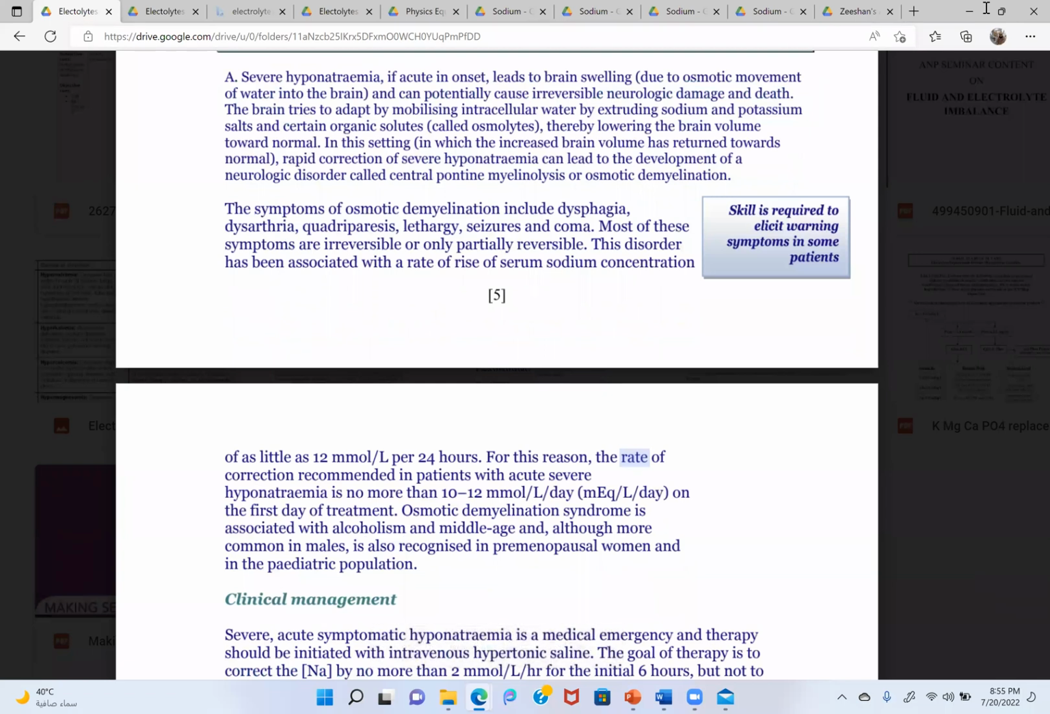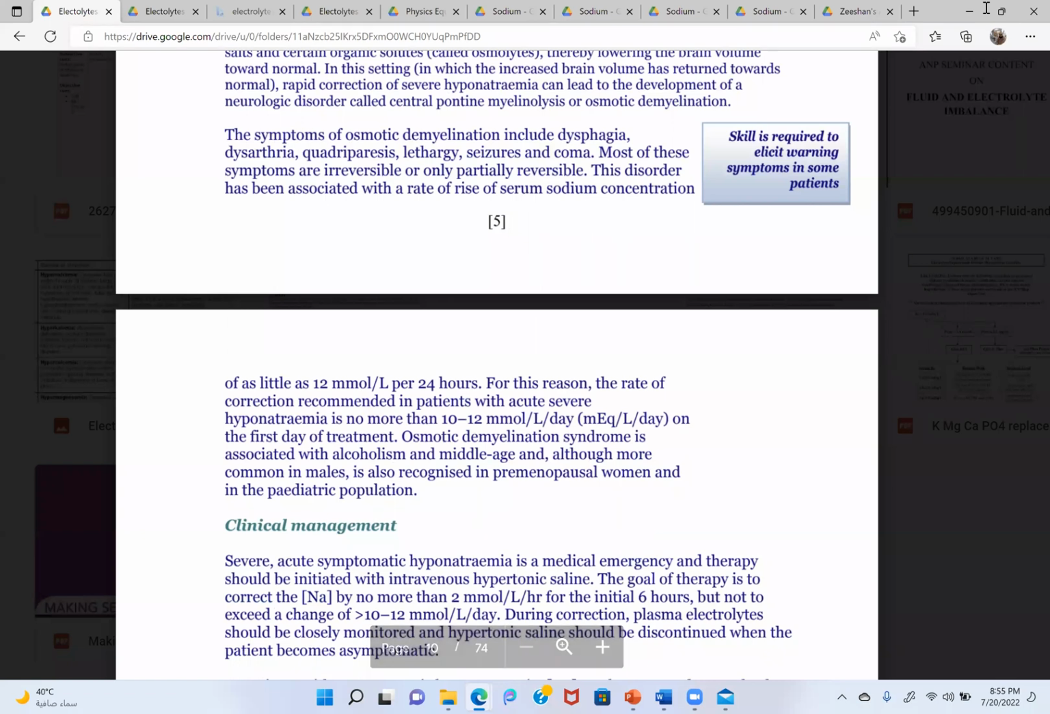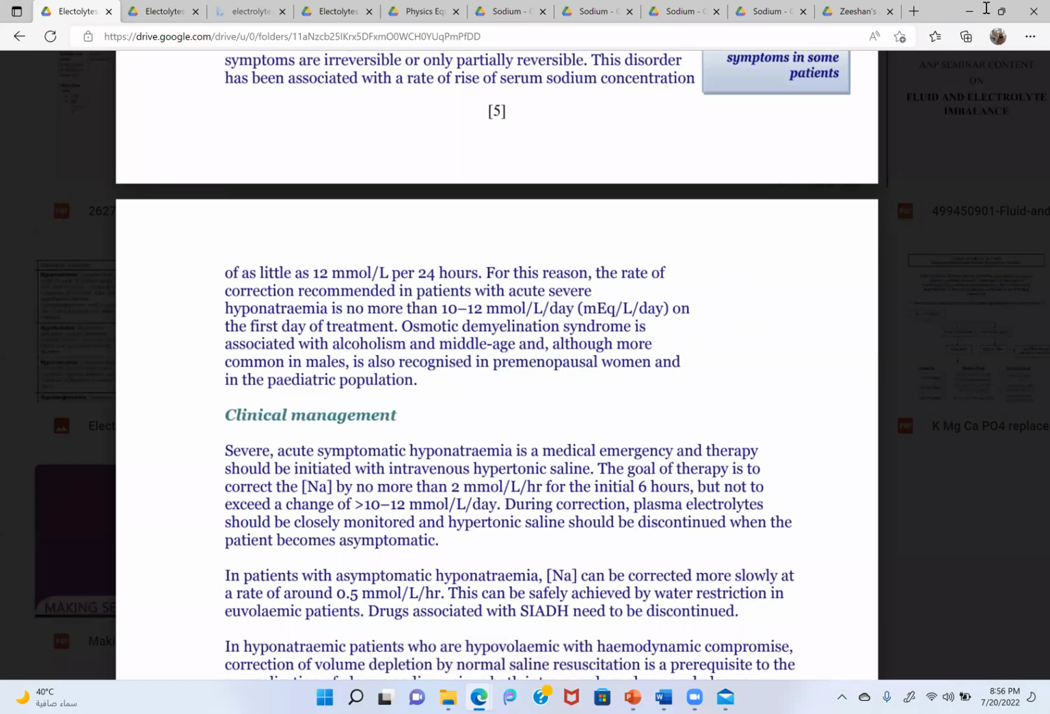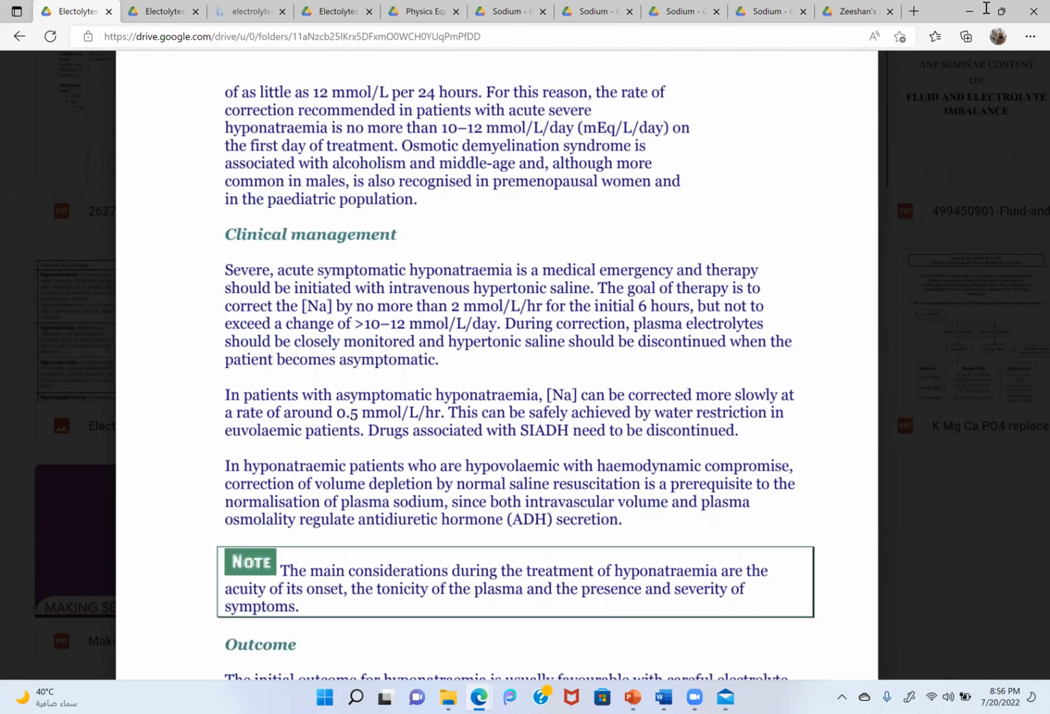This disorder has been associated with the rate of rise of sodium concentration of more than 12. Oh, even as little as, because usually we are correcting up to 6 to 8. So if you are even over-correcting it slightly, it can cause this. But the rate of correction is usually no more than 10 to 12. You will find this statement in different books, but usually it is less than 10. Okay. Osmotic demyelination syndrome is associated with alcoholism and middle age, and although more common in males, it is also recognized in pre-menopausal women and in the pediatric population.